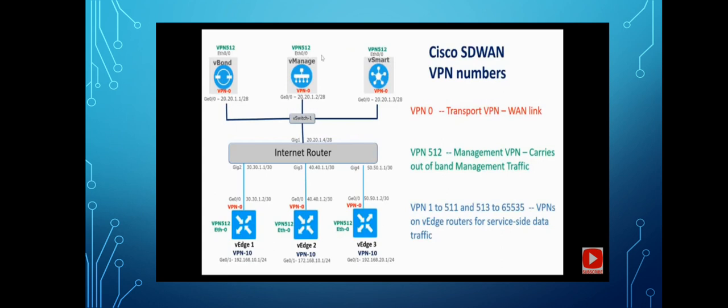In SD-WAN, we have dedicated VPN numbers, which are like particular modules. VPN 0 is dedicated to transport VPN. VPN 512 is dedicated to out-of-band management. VPN 1 to 511 and 513 to 65535 are for service-side VPNs on the vEdges.